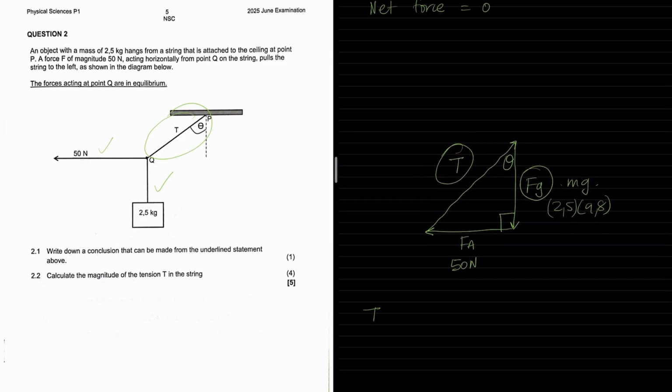We'll say that T is equal to the square root of 50 squared plus, now let's do this last bit. So 2.5 times 9.8, that is 24.5. So 24.5 squared. And if you put that in your calculator, so 50 squared plus 24.5 squared, you get an answer of 55.68 newtons.